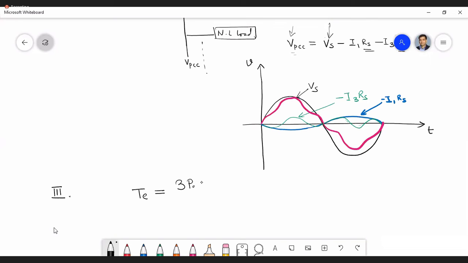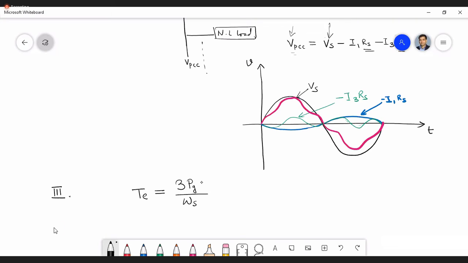For 3 phase, it is 3 PG by omega s. Not rotor ohmic loss. PG is the gap power, the air gap power. Yes. Rotor ohmic loss is s times PG, and the mechanical power is 1 minus s times PG.